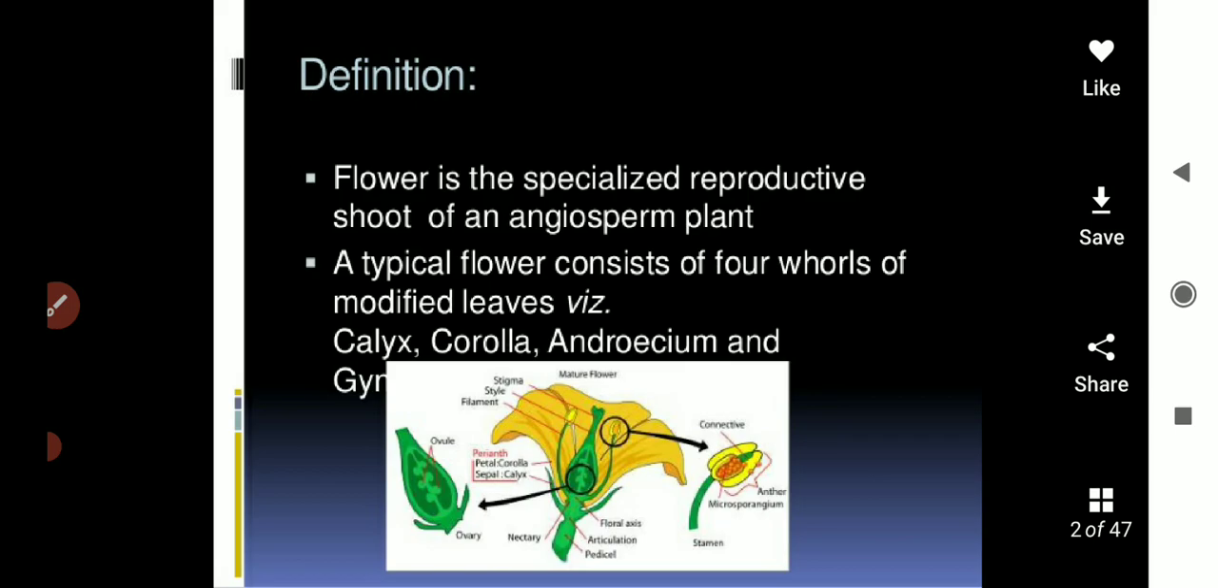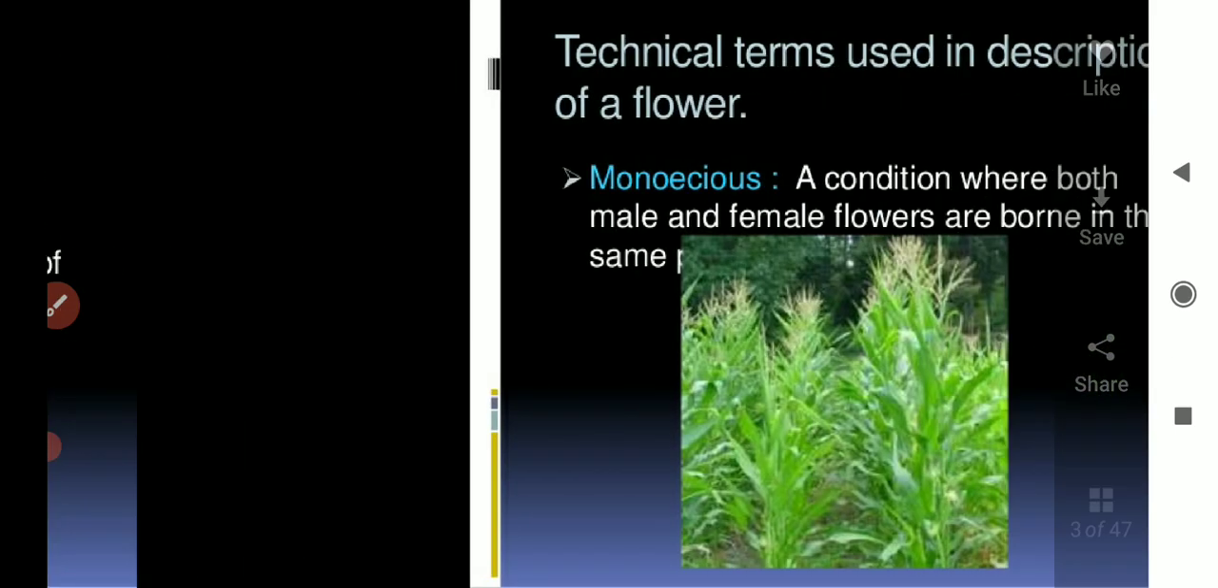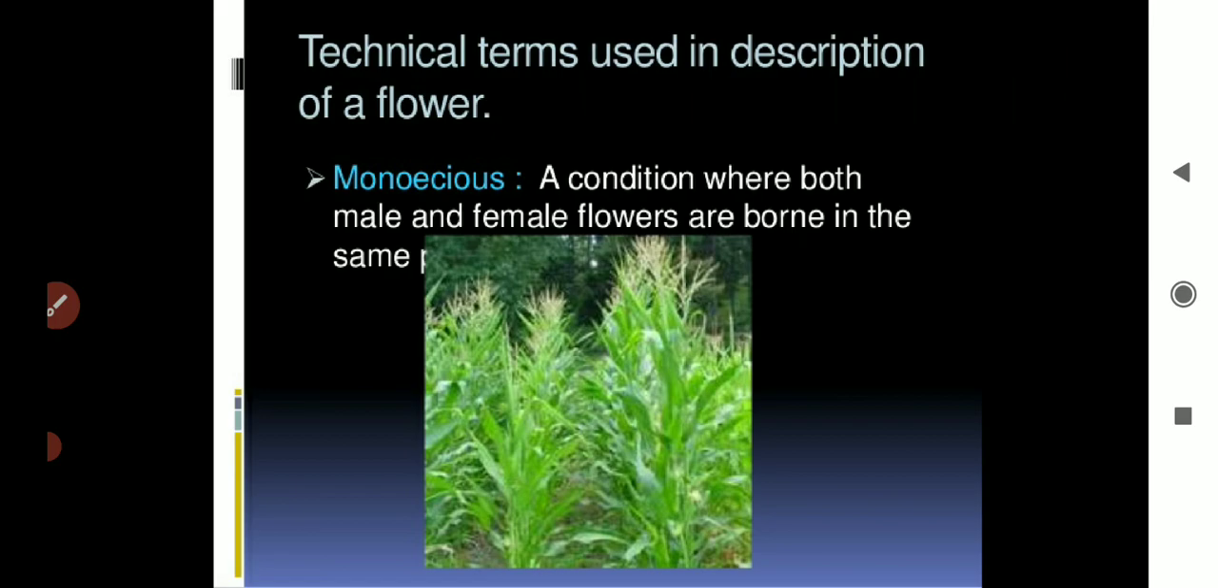Okay. So a flower is a specialized reproductive shoot of an angiosperm plant, and it consists of four whorls: your sepal, petal, the male and the female part, that is your calyx, corolla, gynoecium, and androecium. Now, there is one technical term known as monoecious. When I say monoecious, I mean that both the male and the female part of the flower is present on the same plant. Let me draw.